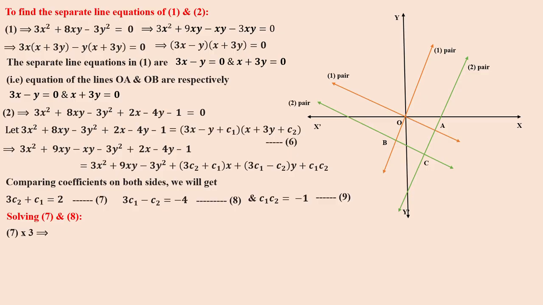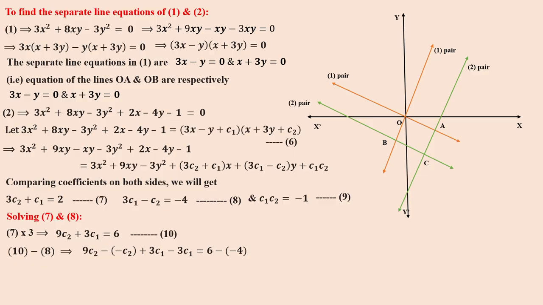So 7 into 3 gives 9c2 plus 3c1 equal to 6, that is equation number 10. So we are going to find 10 minus 8. In equation 10 we have 9c2, in equation 8 we have minus c2, so we subtract the c2 terms, grouping the c2 terms and c1 terms accordingly. Then in the 10th equation the c1 term is 3c1, and in the 8th equation you have minus 3c1, which is equal to 6 minus 4.